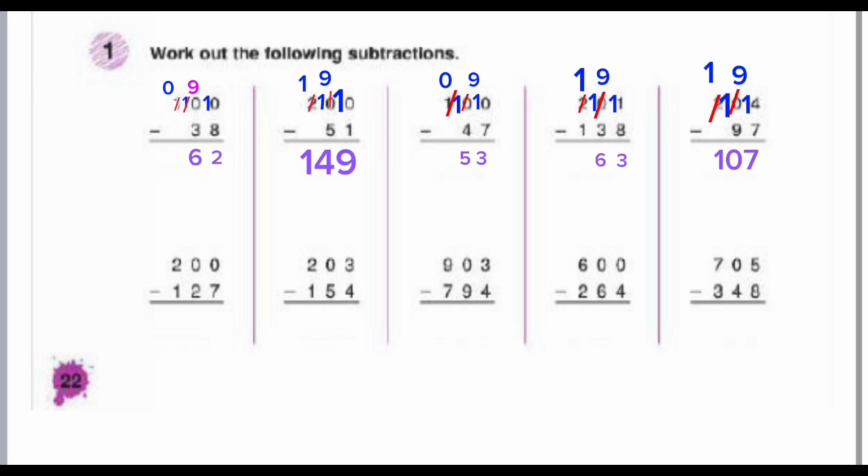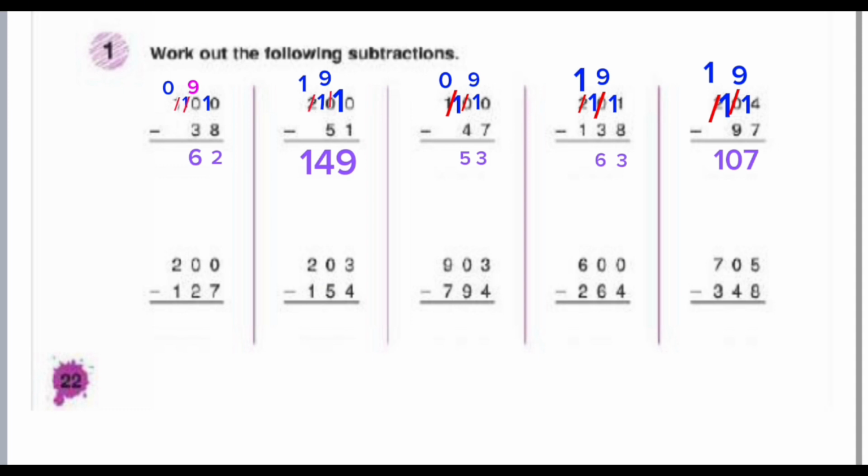Let's continue with operation 6. Now 200 minus 127. 0 minus 7 we can't subtract, so the 0 tends to borrow from the tens digit, but it's 0. So the 0 in the tens digit will borrow from the 100. So the 100 will become 1 and the tens will become 10.